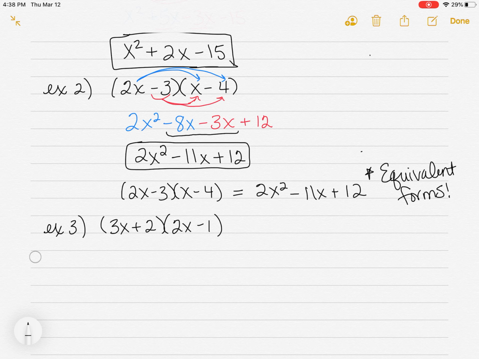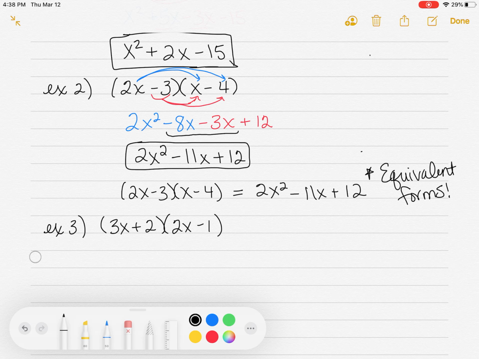Okay, here's one for you to try. So it's 3x plus 2 times 2x minus 1. So you can go ahead and pause the video and try that one, and then you can unpause the video to check your work. All right, hopefully you have paused that video and have worked it out and are just eager to check to see if you have the right answer.